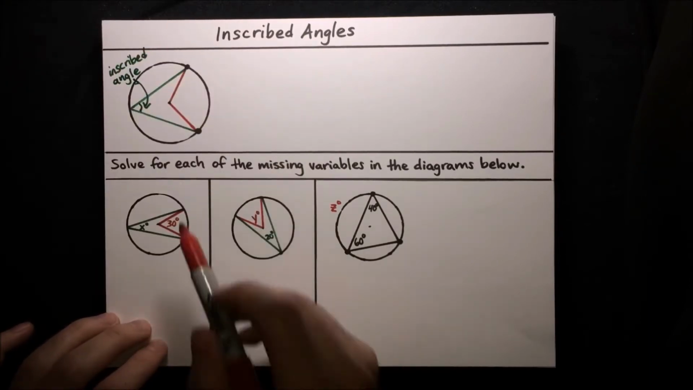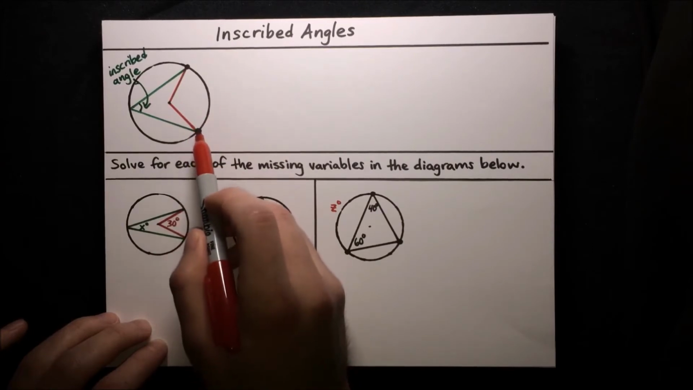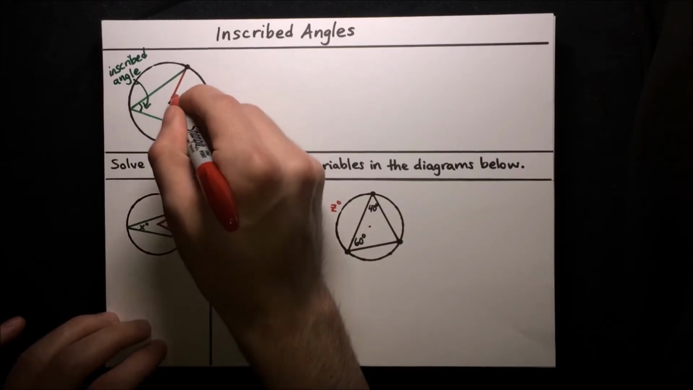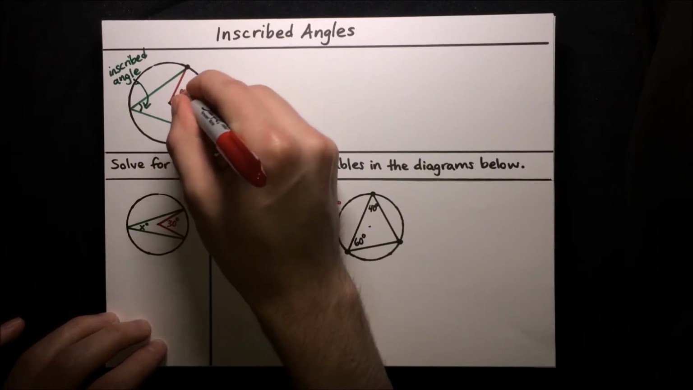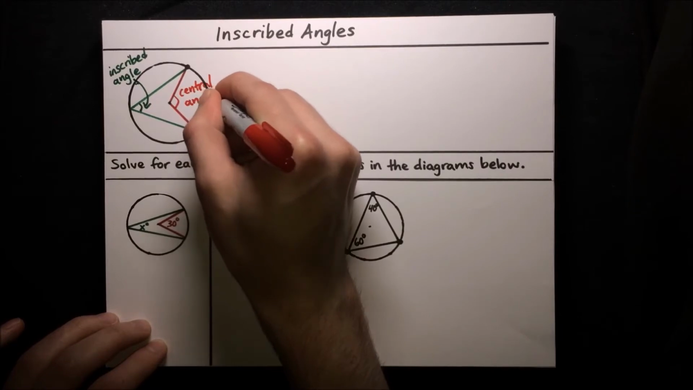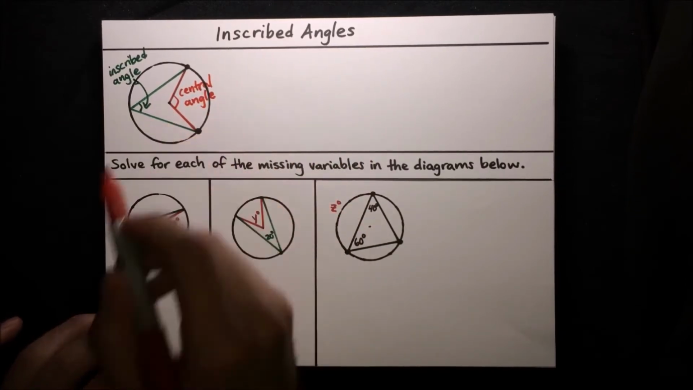In contrast, this angle here in red has only 2 of the points on the circle, and the vertex is at the center of the circle. And this angle is called a central angle. And that's intuitive because the vertex is at the center of the circle.